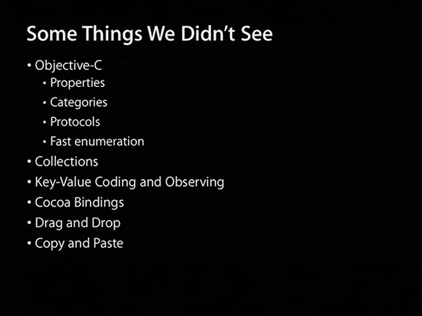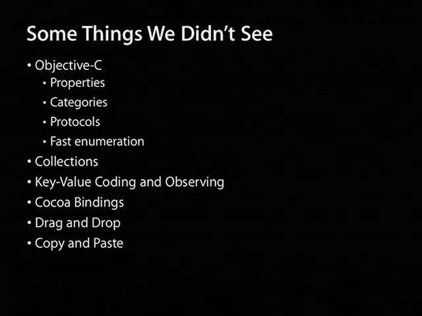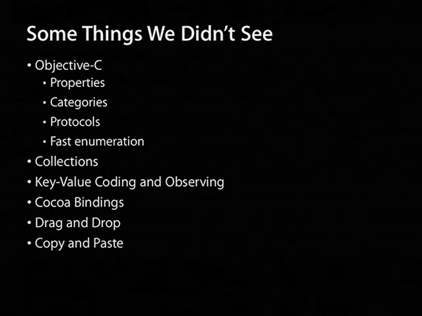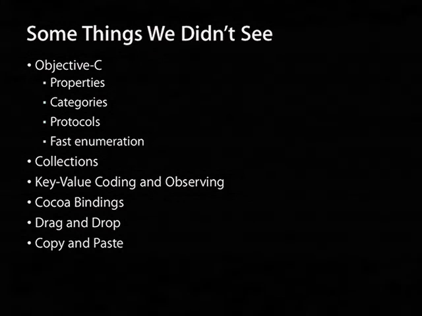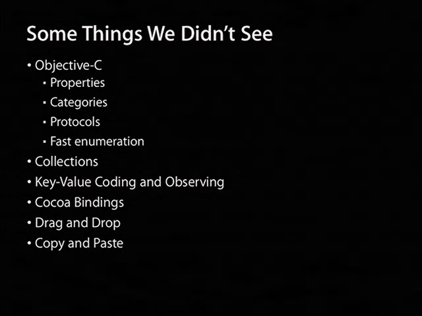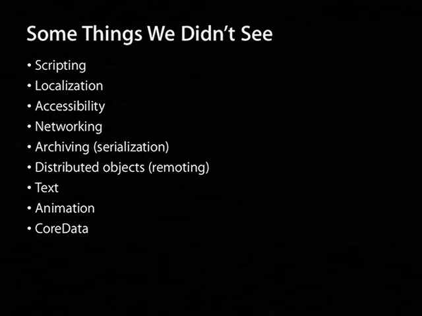But there's a lot more to Cocoa we haven't seen, right? We didn't talk about all the features of Objective-C. There's still properties, and there's still fast enumeration and categories. We didn't look at any of the collections that Cocoa has, so there's arrays and dictionaries and sets. We didn't talk about the key value observing or coding features of Cocoa, which are used for binding, for example. Binding allows you to have a control synchronized with your model without having to set up explicit target actions. And we didn't talk about drag and drop or copy and paste. And of course, there's scripting and localization and accessibility, and these are all really important features of a well-polished application.